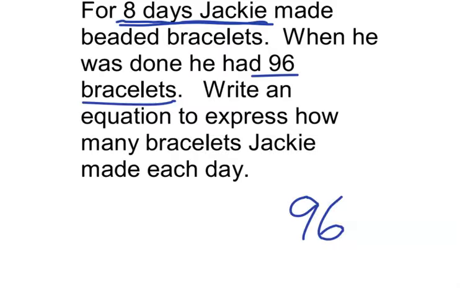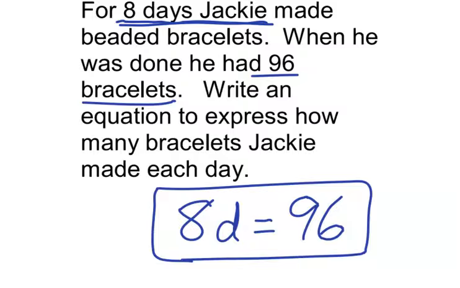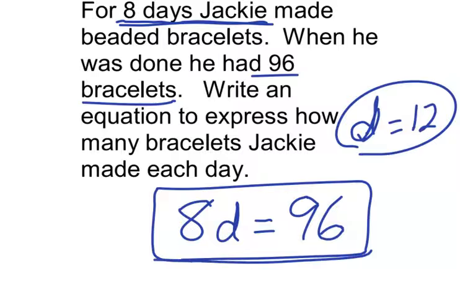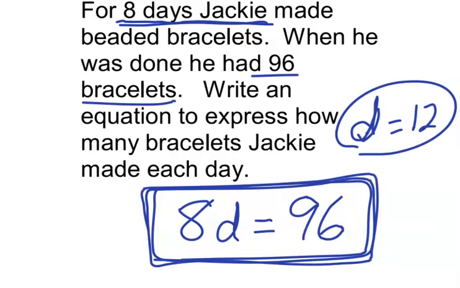We know that she did the bracelets for 8 days. So to see how many she did per day, it's going to be 8 times something. Okay, let's just make it D, I guess, will equal 96. So write an equation to express how many bracelets Jackie made each day. That's the equation. Okay, if you want to solve it, you would divide both sides by 8. So you would just do 96 divided by 8, and that would be 12. So D would equal 12, but they're actually not asking that, but we can solve it anyway. So D equals 12, but this is the equation that they're asking for.